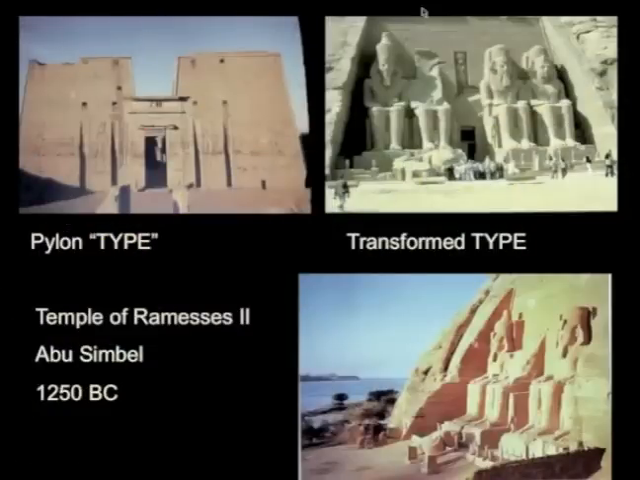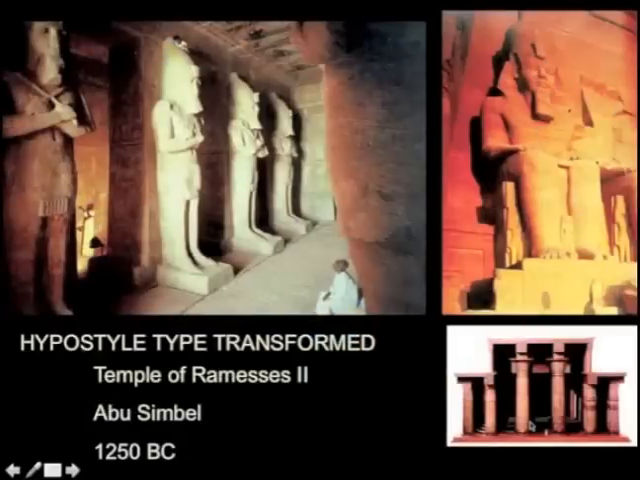Fabulous. So you look at the pylon, or the kind of weird entry piece carved into the rock at Abu Simbel, and you look at a typologically normative pylon, and you can see that the memory of this pylon, which carries the memory of the mud wall, is preserved and used here. And this is the hypostyle hall at Abu Simbel.